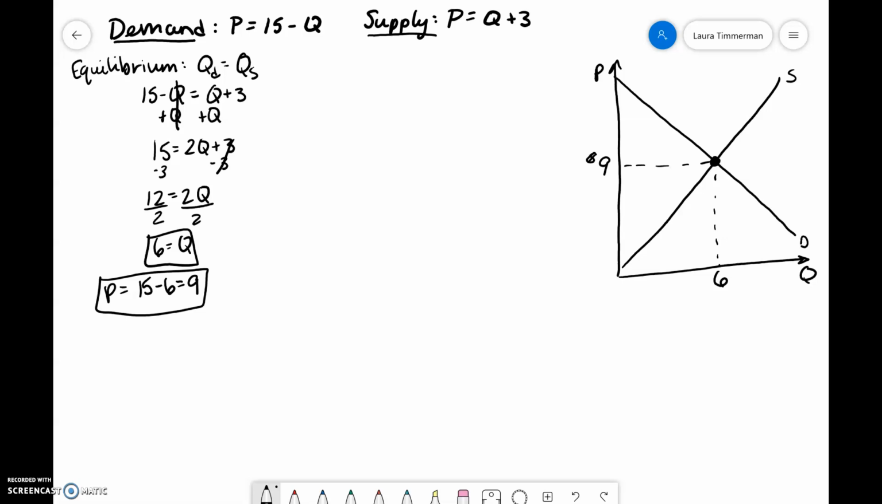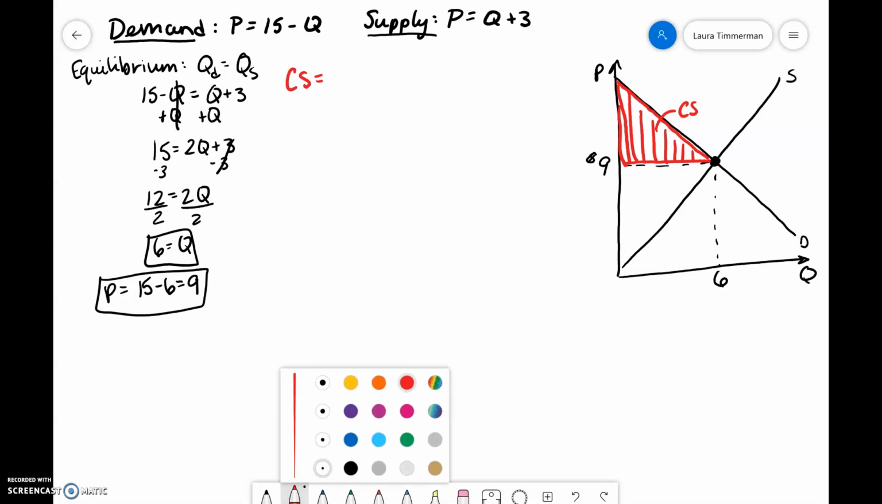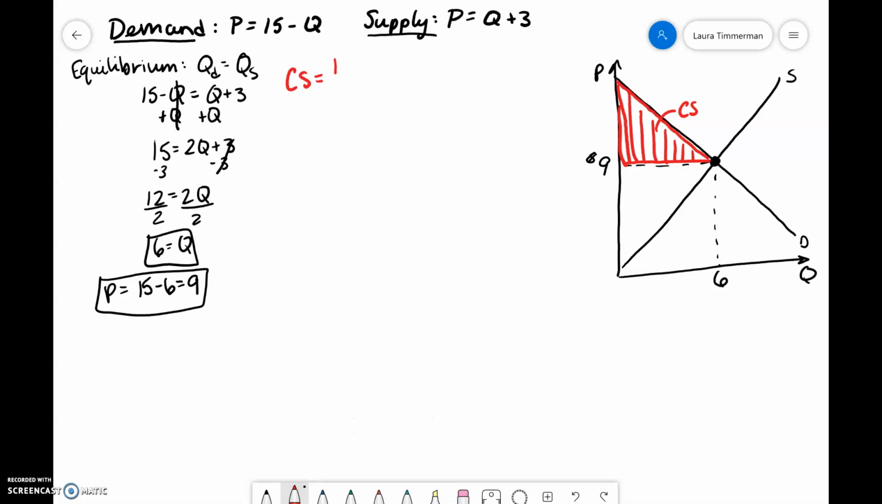So if we want to find consumer surplus, it is the difference between the price you have to pay and the price someone would be willing to pay. So this top triangle here is consumer surplus. To find its area, it's a triangle, so we are going to use the formula of a triangle: 1/2 of the base times the height.